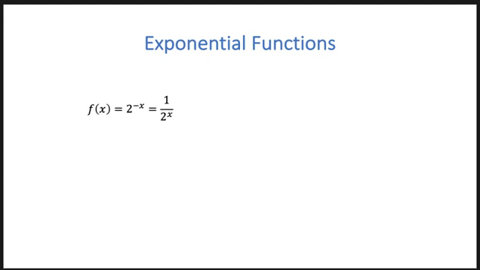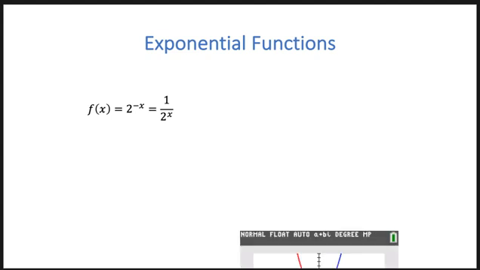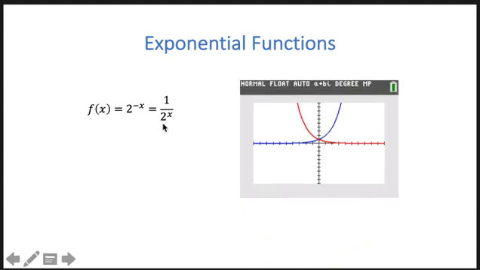In this next example, the negative sign is in the exponent. How does that affect our graph? Oh, I forgot to mention, 2 to the negative x, remember by definition means 1 over 2 to the x. So these are going to be the same graph, right? And if you notice, what happens here is we have a reflection over the y-axis.